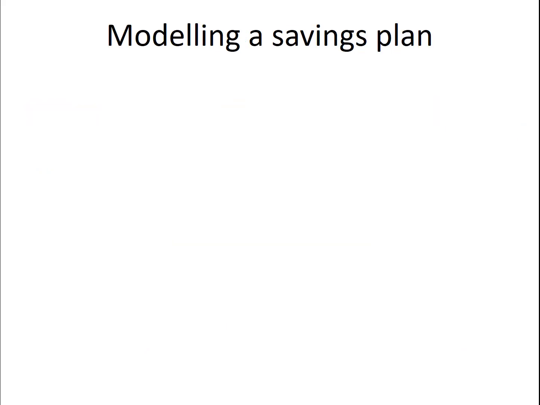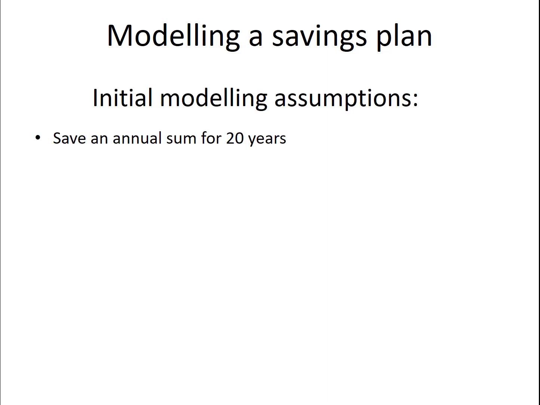To construct any kind of mathematical model, you need to specify what the assumptions are that you'll be making at the outset. And we're just going to start off with two. The first assumption is we're going to save an annual sum. In reality, you might be doing this every month, but to keep the spreadsheet simpler to start off with, we'll just look at putting in a certain amount once a year.